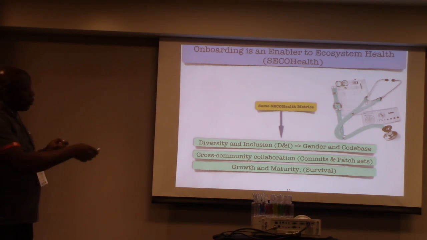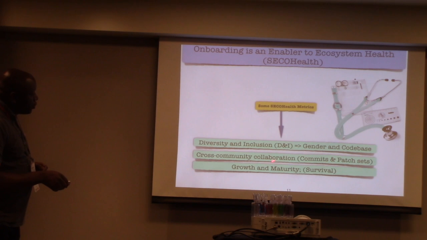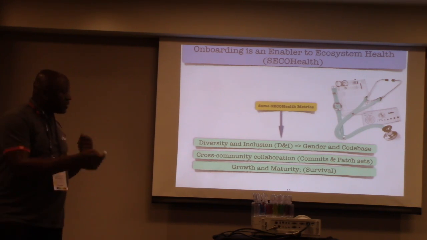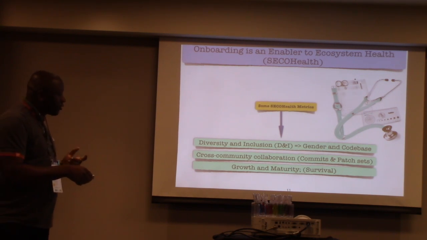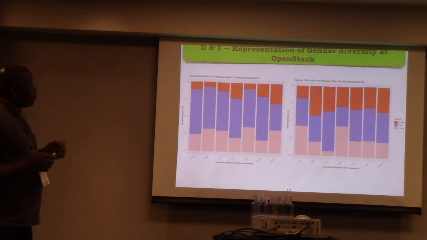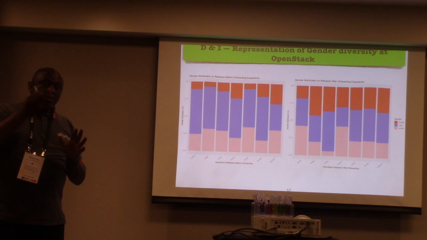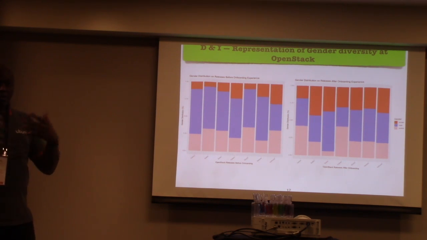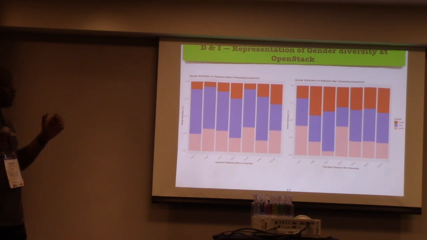But for this study, we will focus more on the source code, not because we want to discriminate, no, just for information's sake. For cross-community collaboration, we took the commits, the patch sets, and things like that to measure it for the participants. Then finally, we'll look at the growth and maturity, how they survive over time. To do that, after analyzing all this information, we have this representation from the initial findings from the participants. We see their diversity, their dispersion, where they're coming from, and all these things.